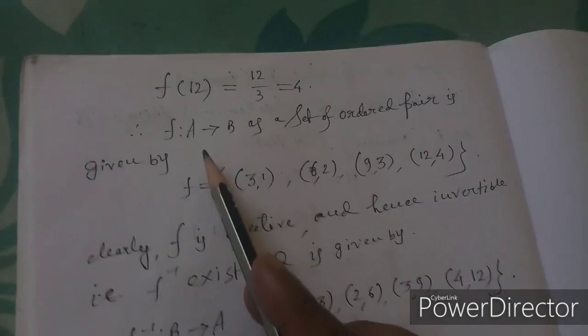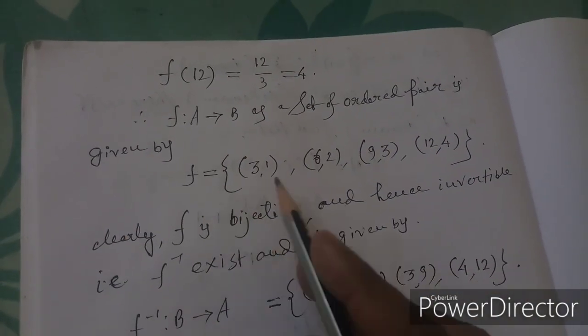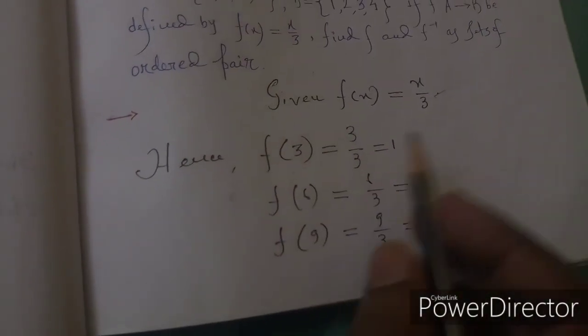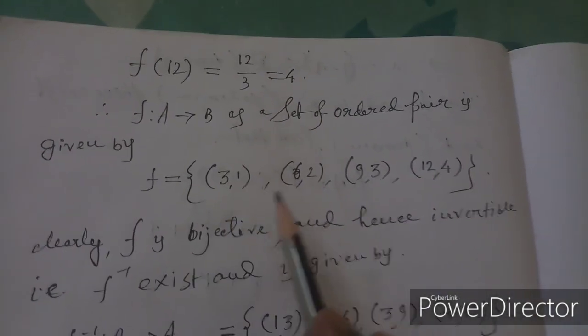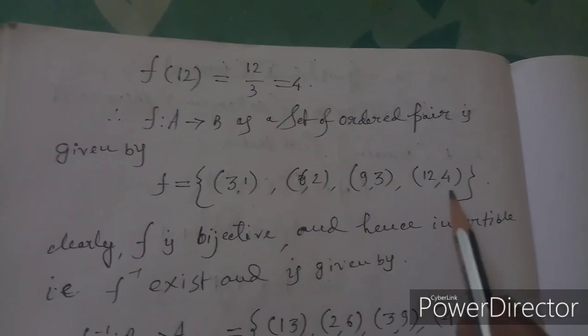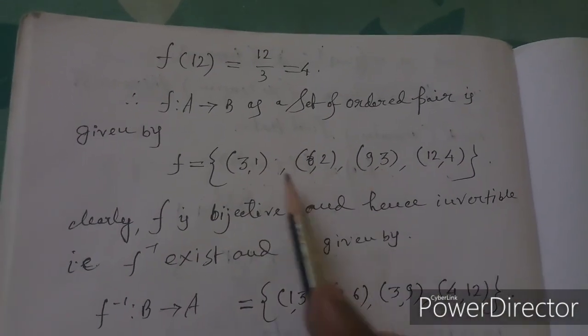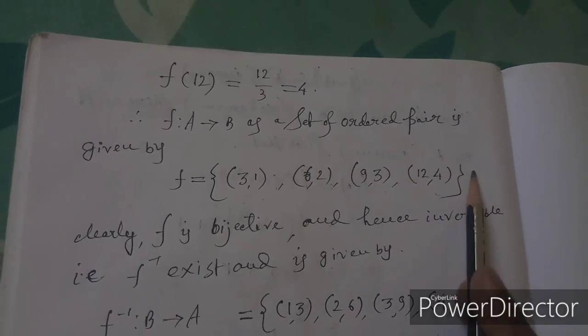So therefore f from A to B as a set of ordered pairs is given by f equal to {(3, 1), (6, 2), (9, 3), (12, 4)}, because f 3 equal to 1, that's why the first element is 3 comma 1, the second element 6 comma 2, the third element 9 comma 3, and the fourth element 12 comma 4. So clearly f is bijective, and you have to check that this function is clearly injective and surjective.